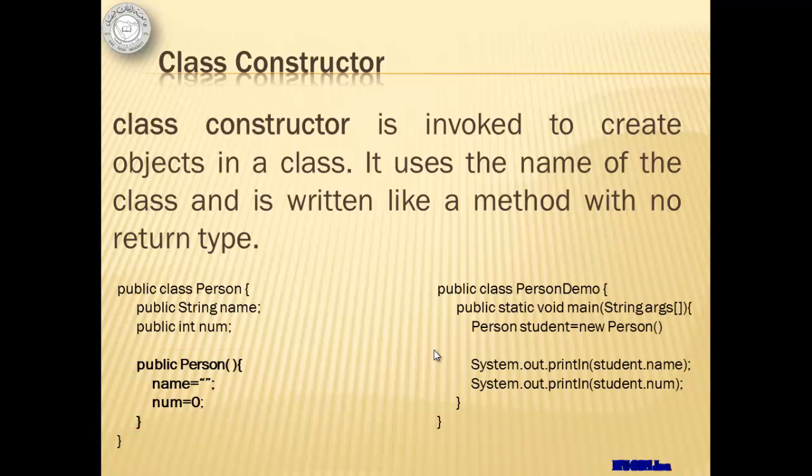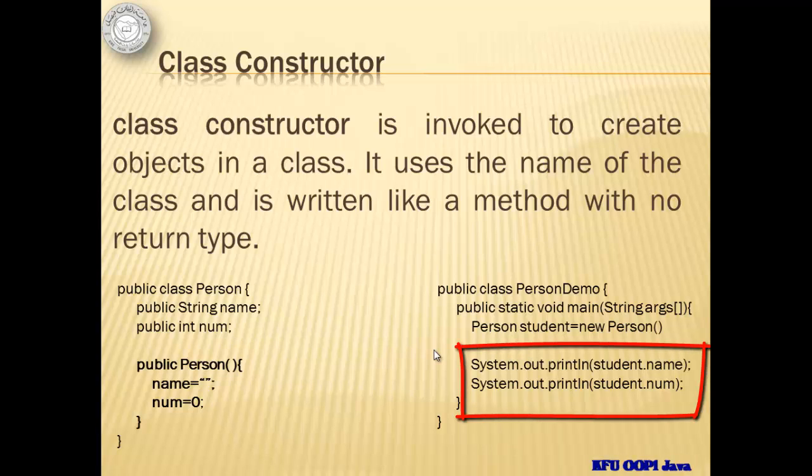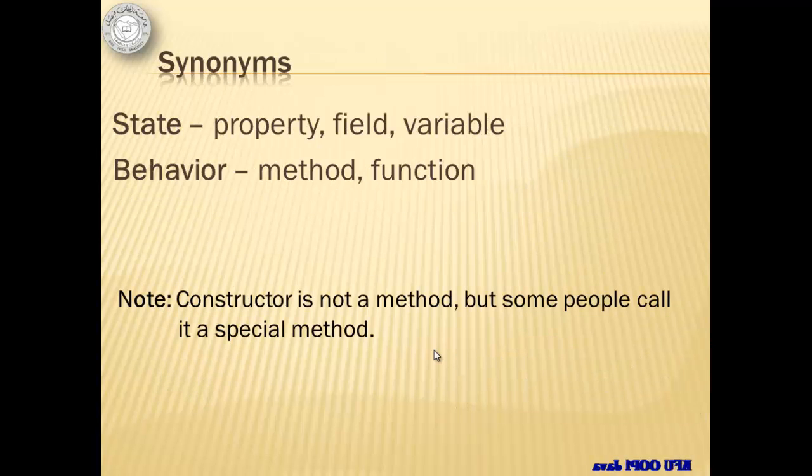So if we instantiate this class in another class like person demo, and it will display the two variables, the output will be null for name and 0 for the num. From time to time, we might use different terms to mean state like property, field, and variable. Also for behavior, which can be method or function. Take note that constructor is not a method, but some people call it a special method.